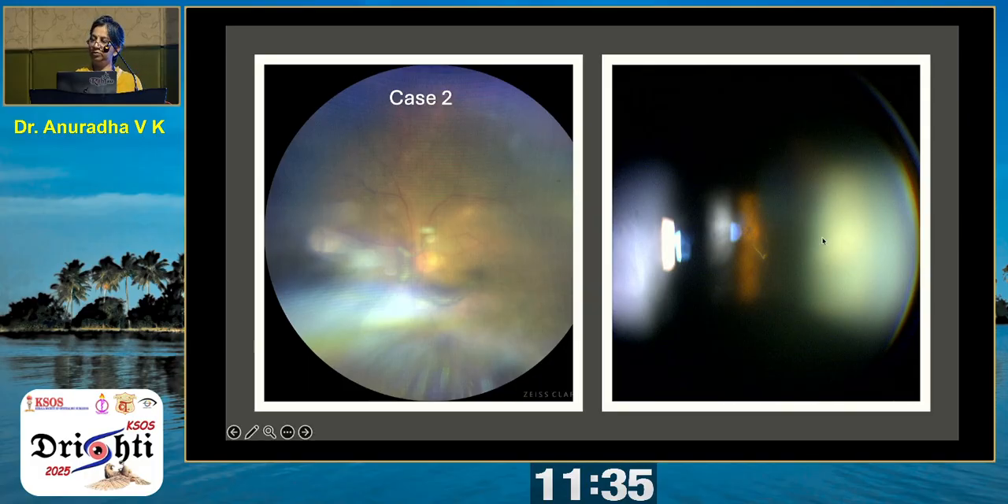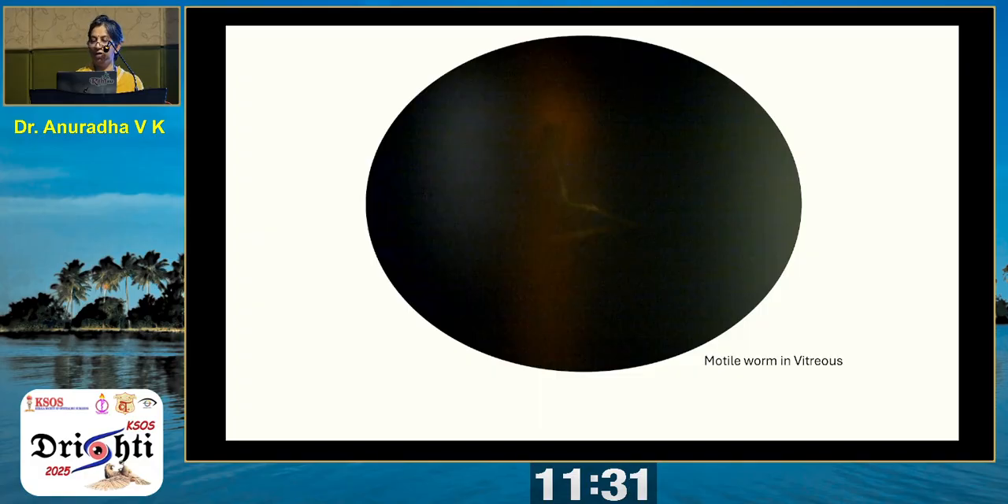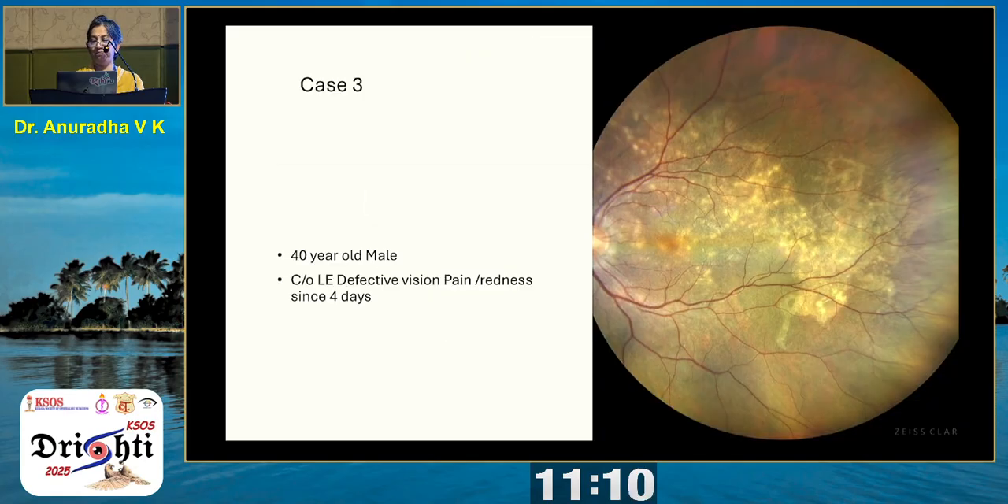My colleague, who was smart enough to look at the anterior vitreous space, however, picked up this. You can see that it's a very active motile worm in the anterior vitreous space. So the patient was taken up for vitrectomy, during which the worm was aspirated, and then treated with a combination of albendazole and steroids because we couldn't identify the worm, and did very well.